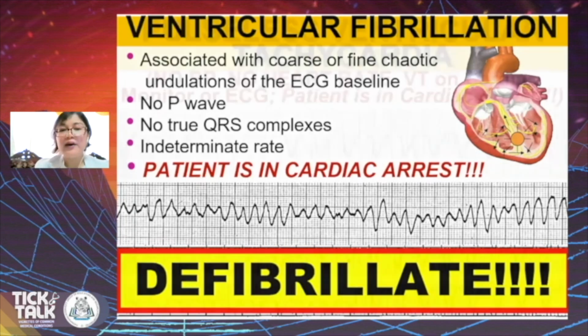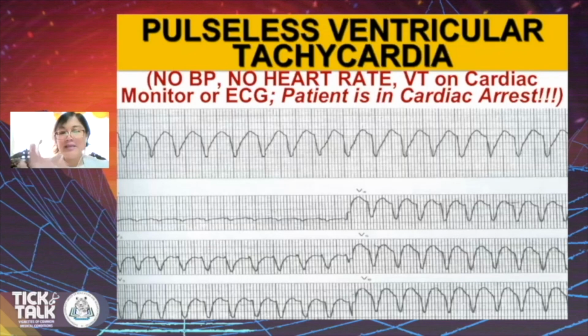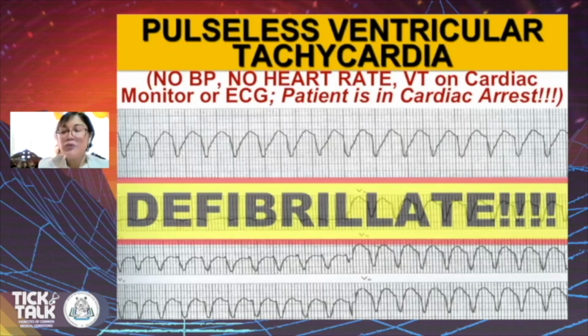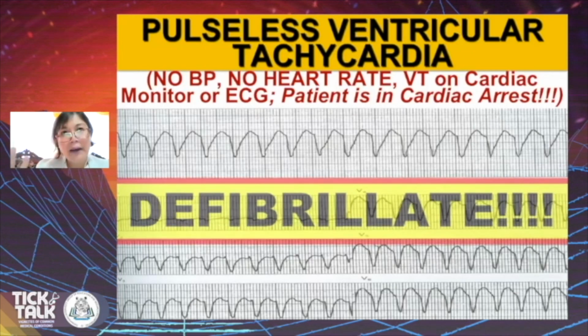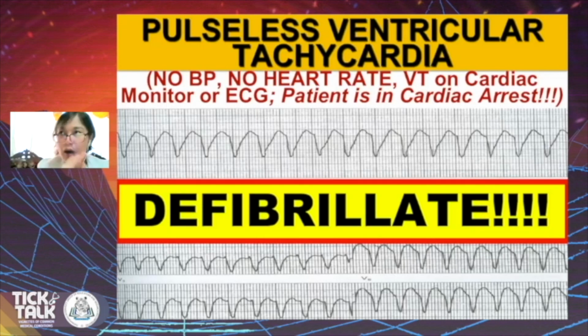Now, if you have ventricular tachycardia, but the patient has no BP, no heart rate, then your patient has what we call pulseless ventricular tachycardia. Again, similar to the first three tracings that we discussed already, the patient will be or is in cardiac arrest. So you will have to defibrillate. So thinking about it, when we talk about asystole, when we talk about pulseless electrical activity, then you will have to do your CPR.